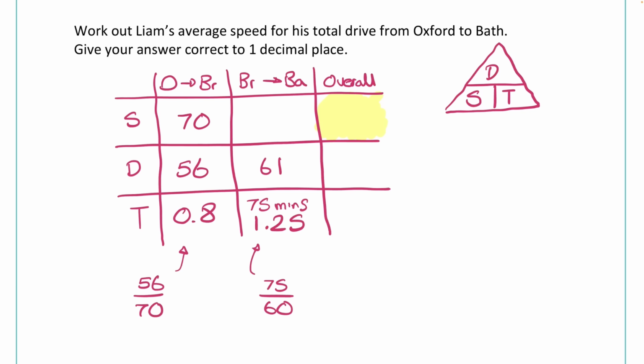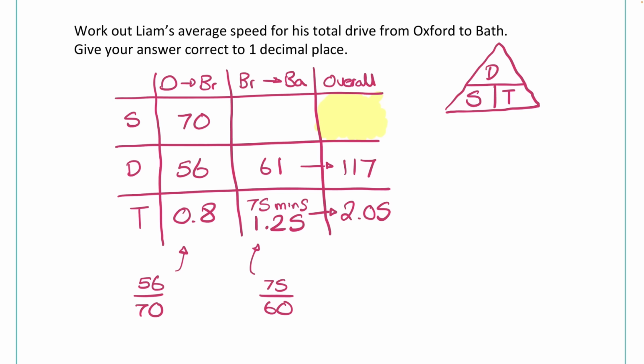Now you could work out the speed from Bristol to Bath, but we don't actually need it in this question because we can't add it to the other speed. We can add these distances together and we can add these times together. And once we've got the total distance and the total time, we can work out the overall speed anyway. So I'm not going to waste any time working out the speed for that middle journey in this question. 56 plus 61 is 117, and 0.8 plus 1.25 is 2.05.